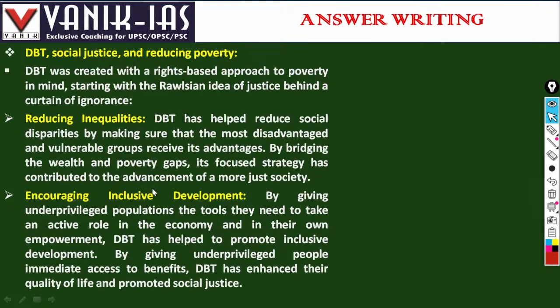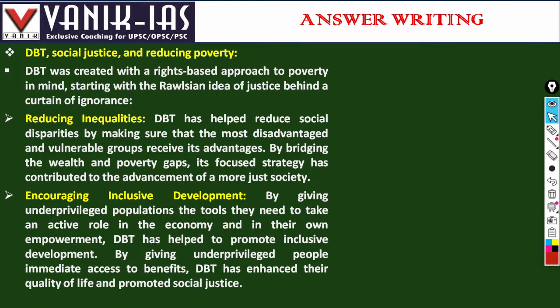Then DBT, social justice and reducing poverty. DBT has been created with a rights-based approach to poverty in mind, starting with the Rawlsian idea of justice behind a veil of ignorance, justice being given to the people who are ignorant. Reducing inequality: DBT has helped reduce social disparity by making sure that the most disadvantaged and vulnerable groups receive its advantage, bridging the wealth and poverty gap. Its focused strategy has contributed to the advancement of a more just society.